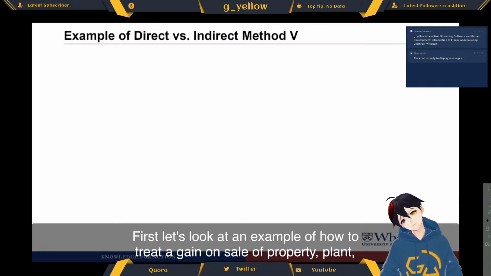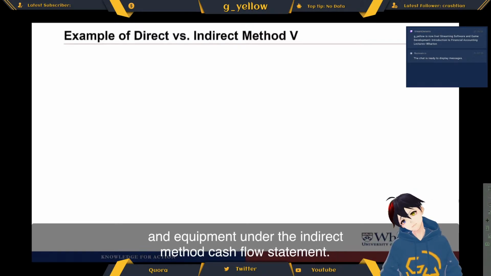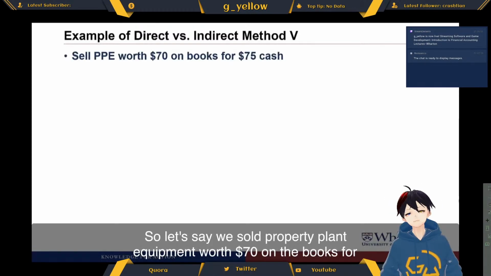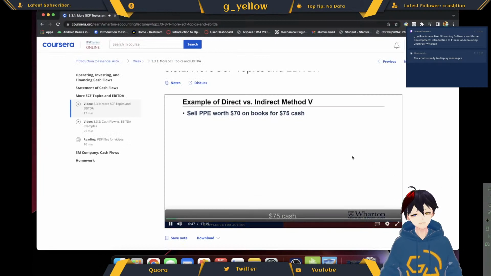First, let's look at an example of how to treat a gain on sale of property, plant, and equipment under the indirect method cash flow statement. So let's say we sold property, plant, and equipment worth $70 on the books for $75 cash.